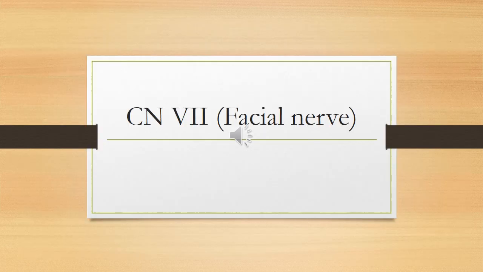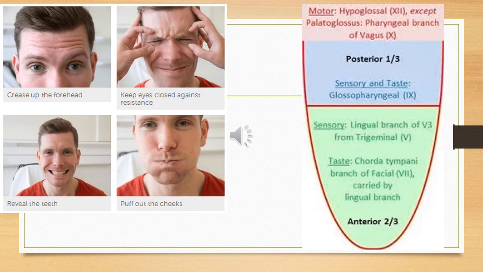Going now to the examination of the facial nerve. The first function of the facial nerve is innervating the muscles of facial expression, which are the fronto-occipitalis muscle, the orbicularis oculi muscle, the buccinator muscle, and the orbicularis oris muscle.